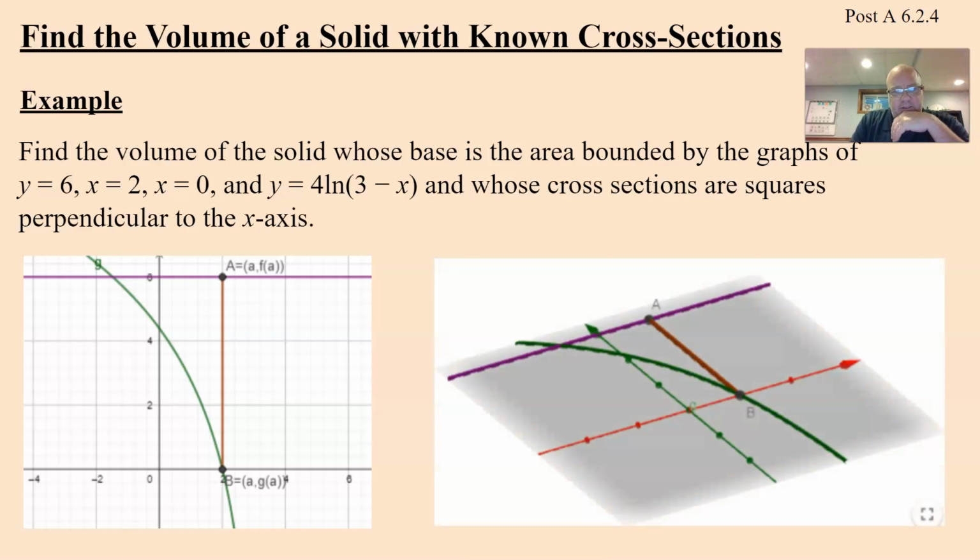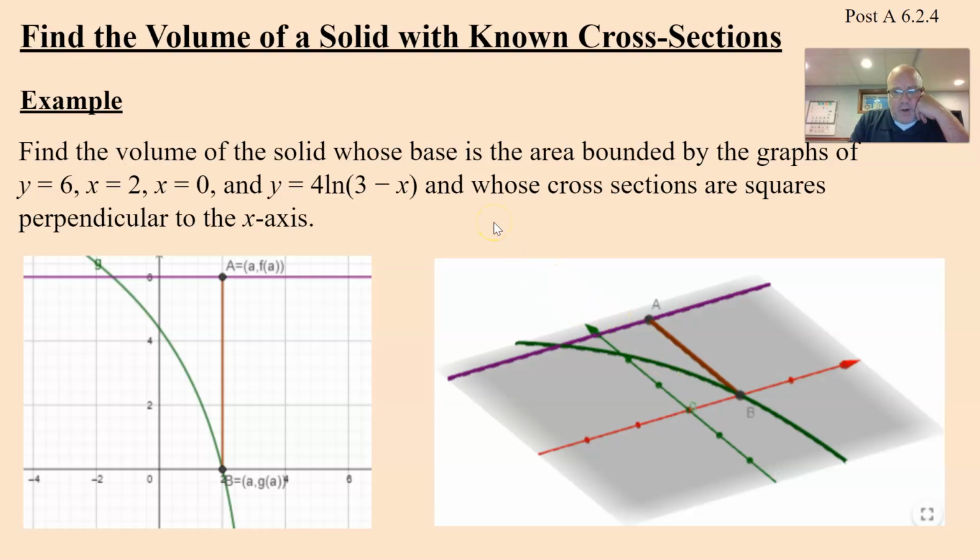So here is the same graph, but in three dimensions. Again, we've got the purple line, y equals 6, coming up this way. First of all, the green axis is your y-axis. The red is your x-axis. Purple is y equals 6. Brown, x equals 2. And 4 times the natural log of 3 minus x is this green function right here. And of course, x equals 0, that's going to be your y-axis, which is lying down here.